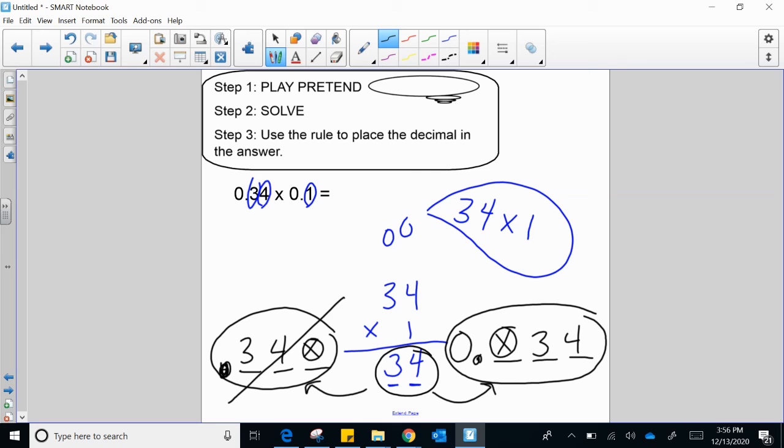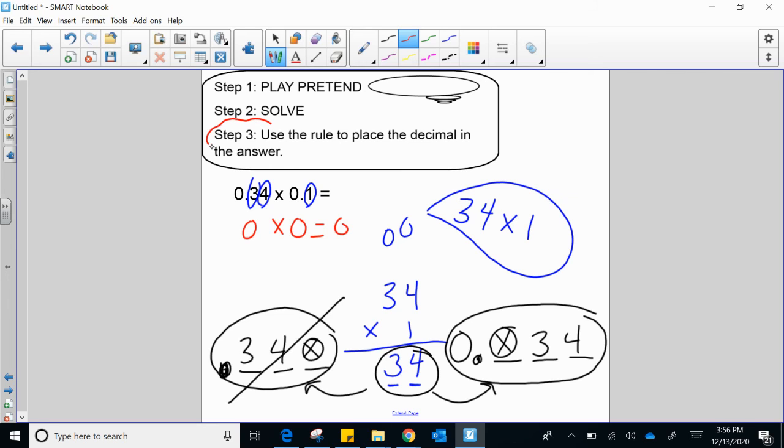If I do a quick estimate to check here, this would round to 0, 0 and 1/10 rounds to 0. I know my answer should be about 0, and my answer makes perfect sense. So this is just a quick kind of review of how to multiply decimals.